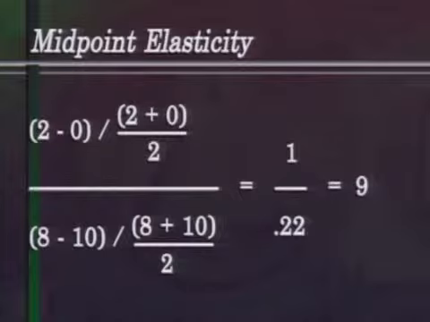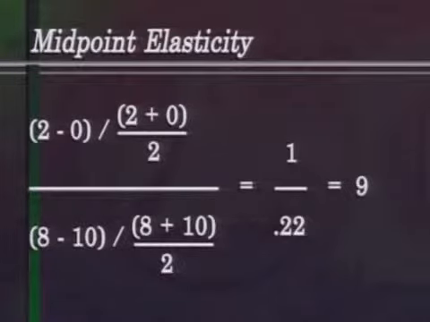For example, let's calculate the midpoint elasticity by lowering price from 10 to 8. The change in quantity is 2. The first quantity is 0, the second quantity is 2. Since we are calculating the average, we divide 2 into 2, which is 1. So the percent change in quantity demanded is 2 over 1, which is 2%.